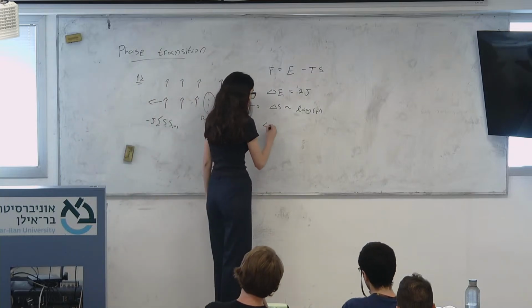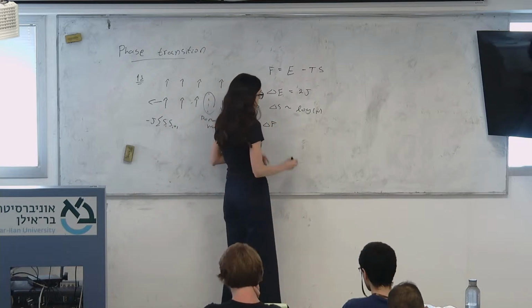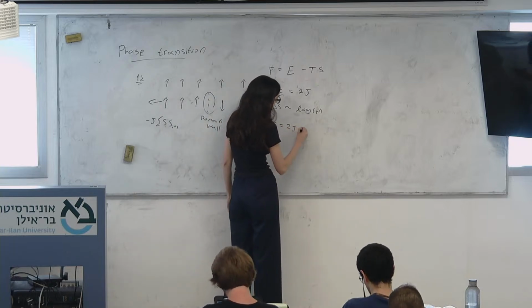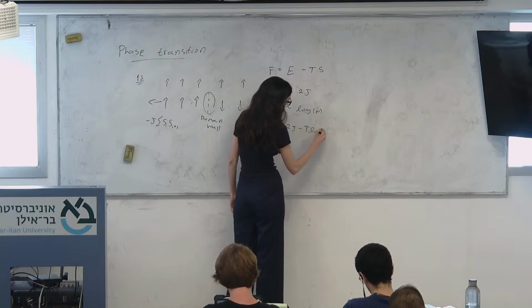So overall, the difference in the free energy between that and that is going to be 2J minus T log N.